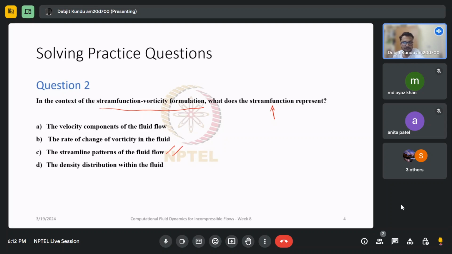What does the stream function represent? Is it option A, the velocity components of the fluid flow? Option B, the rate of change of vorticity in the fluid? Option C, the streamline patterns of the fluid flow? Or is it option D, the density distribution within the fluid?